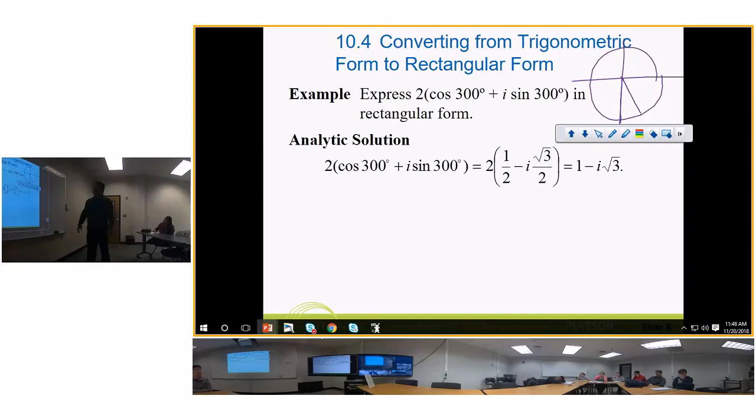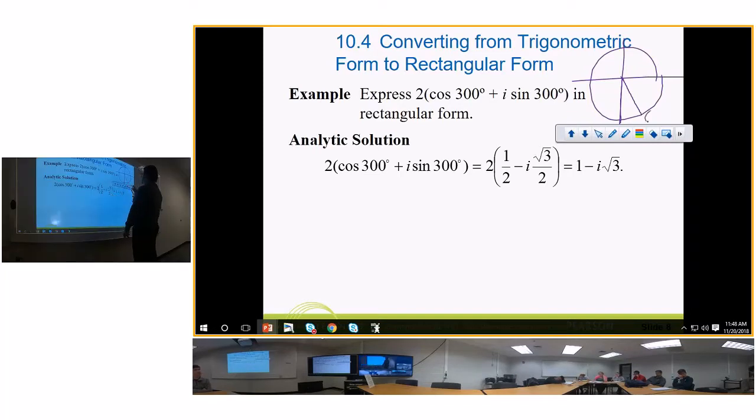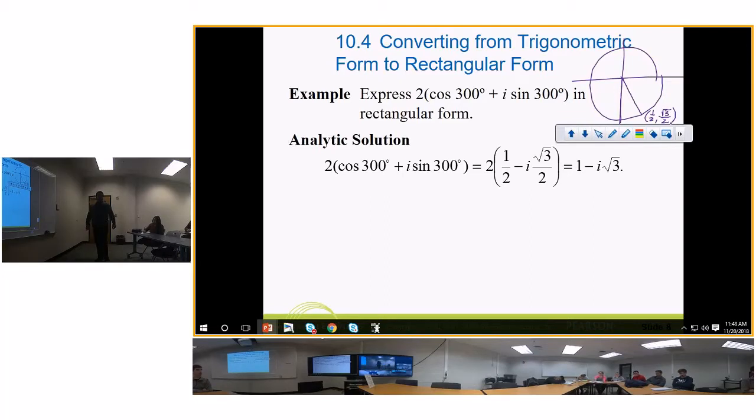And if you think about it, these are outside the cosine, they're outside down here, remember? The cosine is first, 1/2, comma what? Square root of 3 over 2. And you just simplify.